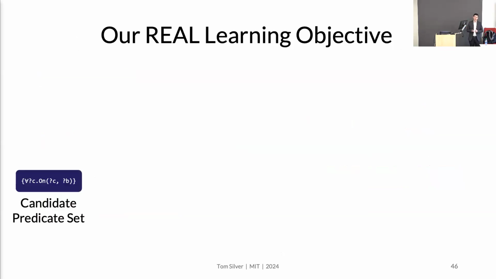So our real objective would do something like the following. Let's say that we have a candidate predicate set like the one shown here, and we have demonstrations that are available.